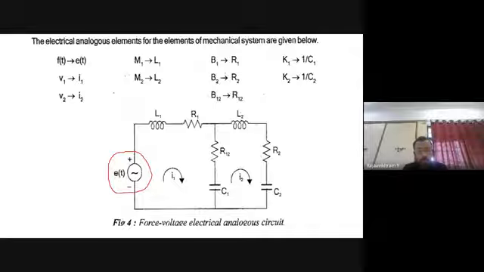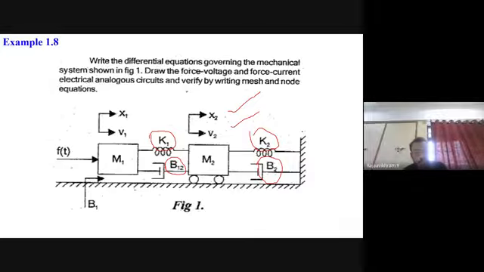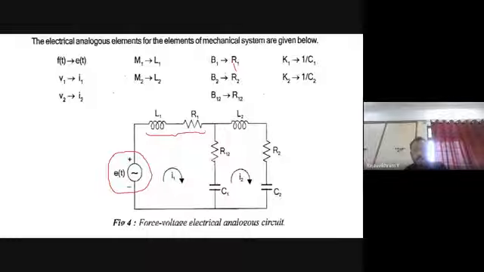Okay, so next, how are we getting L1 and R1? L1 represents the mass and R1 represents the dash part. Both elements are connected in series. You listen, L1 and R1 are connected in series. You go to the mechanical system. L1 represents the M1 and the dash part B1 represents the R1. So these two elements are connected in series, L1 and R1.